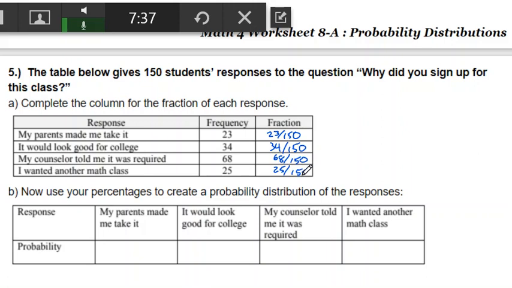Now, at some point, it would probably be smart to make sure those two add up to 57. Those two add up to 80, 93. 57 and 93 do add up to 150. So we're good.